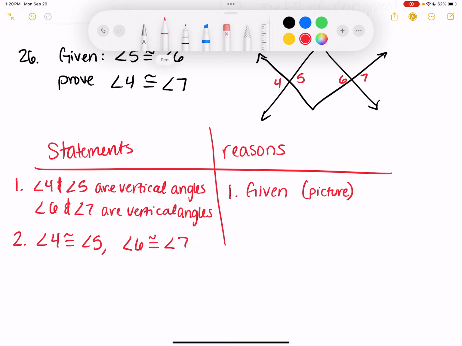Why is that true? It's actually a theorem, but why do we know that 4 is congruent to 5 and 6 is congruent to 7? The vertical angles theorem.